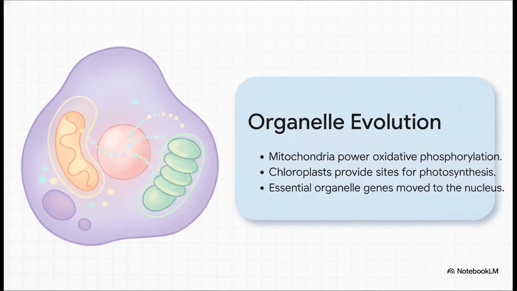Mitochondria power oxidative phosphorylation to make our cellular energy. Chloroplasts provide the perfectly isolated chemical environments needed for photosynthesis. And incredibly, just to show how deeply integrated they've become over time, many essential organelle genes have actually packed up and moved out of the power plant and straight into the host cell's master nucleus.